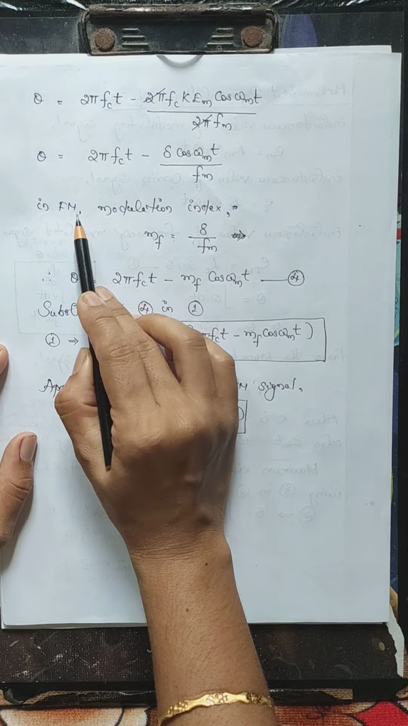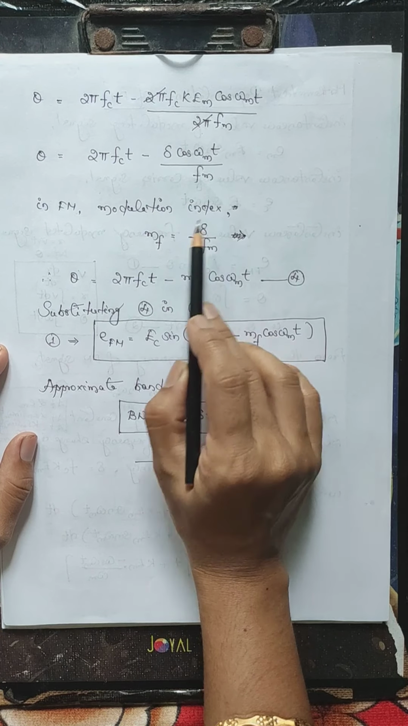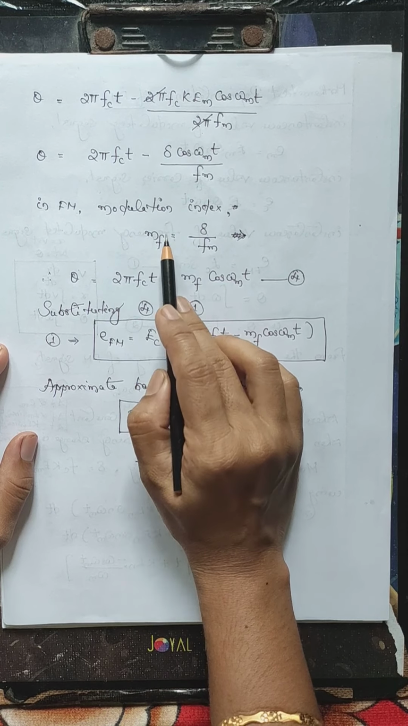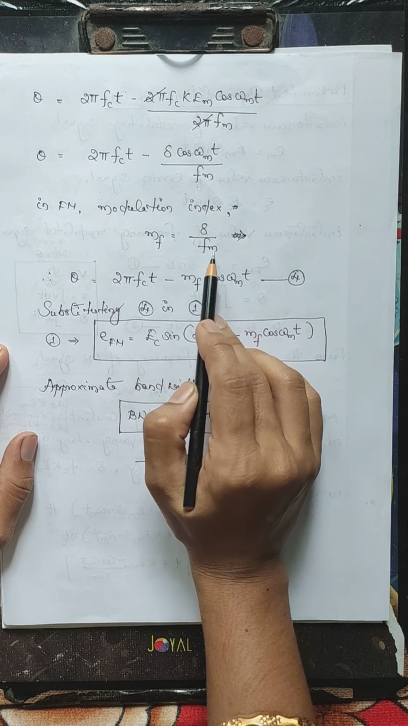In frequency modulation, modulation index is defined as mf is equal to delta divided by fm.